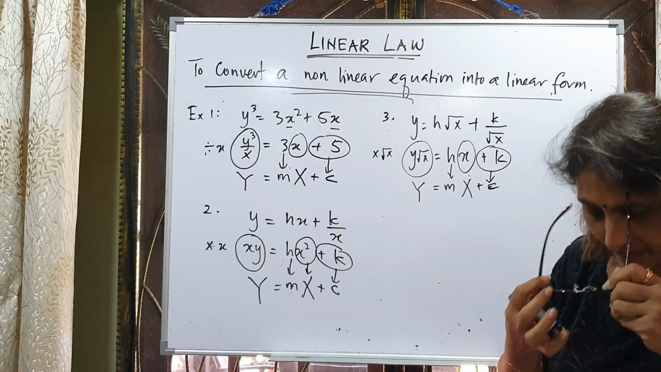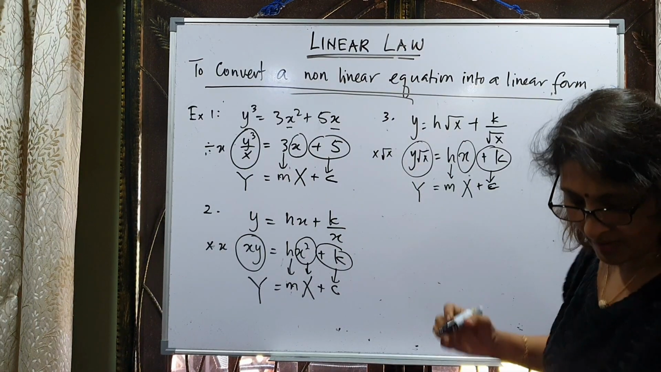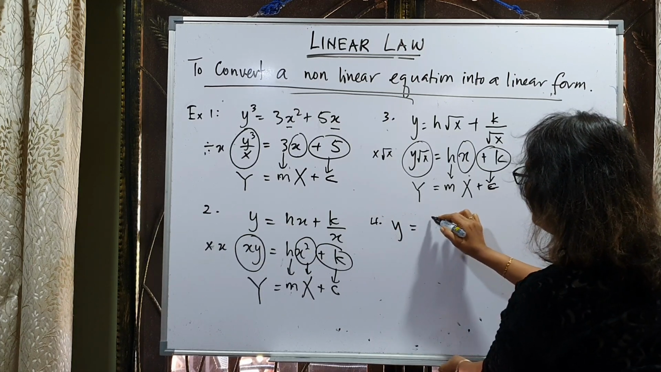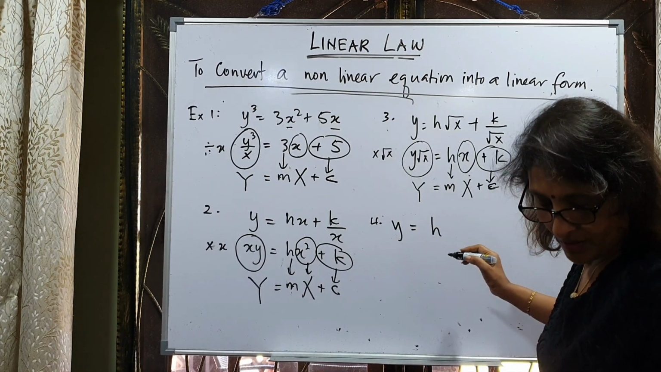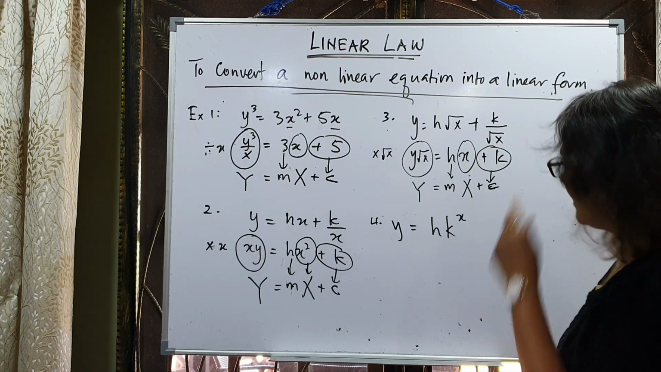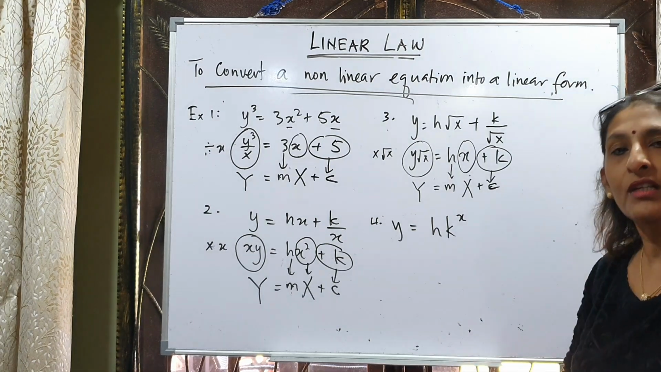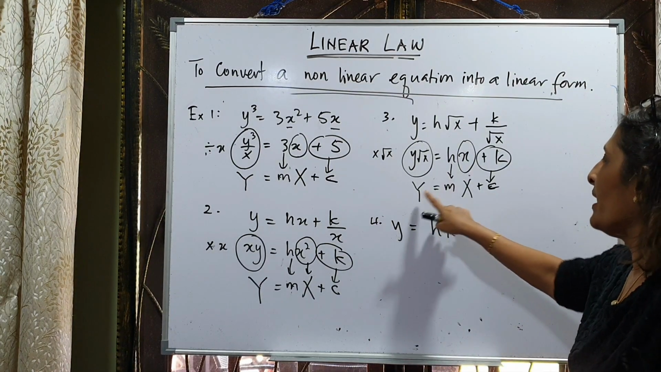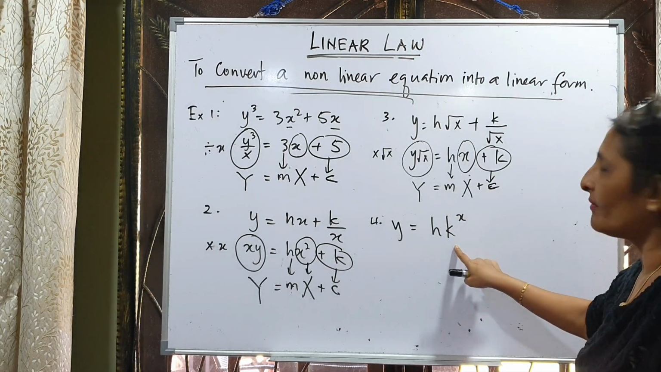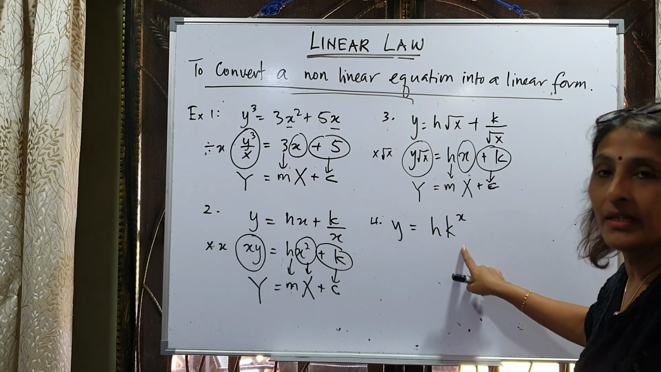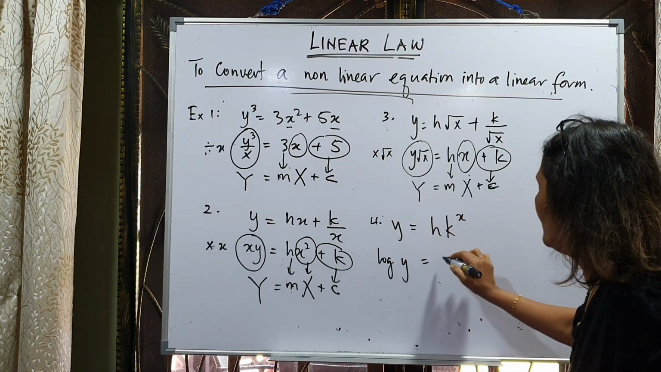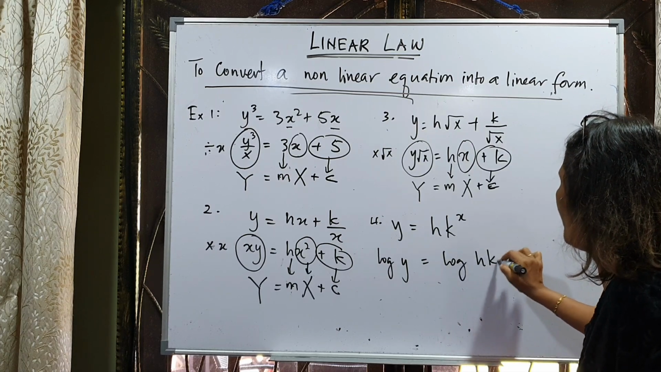Let's say, what if you have y equals h k power x. Okay, how are we going to make this into the linear form? The linear form is y equals mx plus c. So this one has to be separated. How to separate this? The only way is to log both sides. Okay, so we do log y equals log h k power x, right?